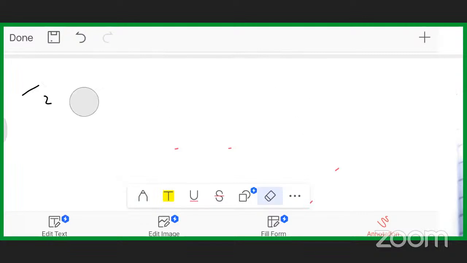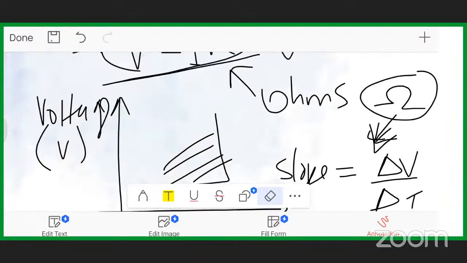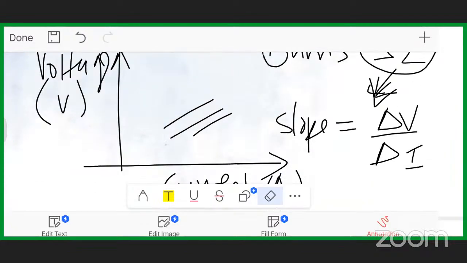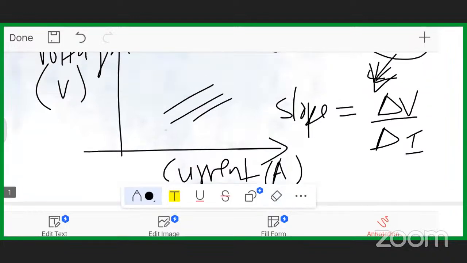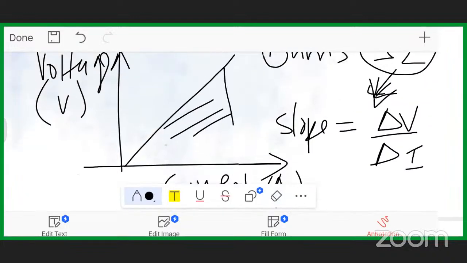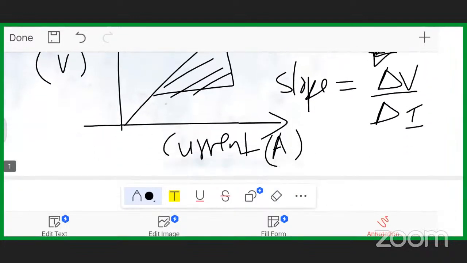So always ensure that in our physics, the axes have names. So talk of change in V over change in I, then get that slope, and you'll find a value for it. Again, our slopes in physics have units. They're not dimensionless, unless otherwise. But in most cases, they may have units.